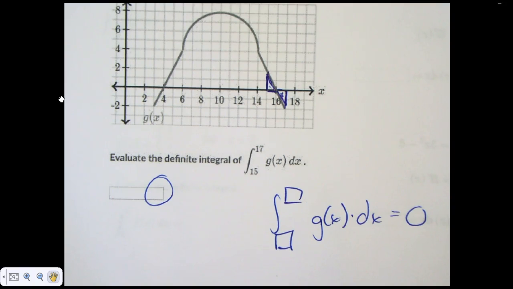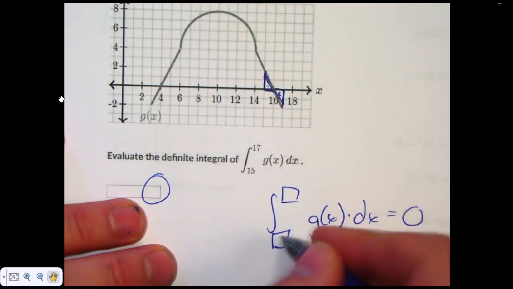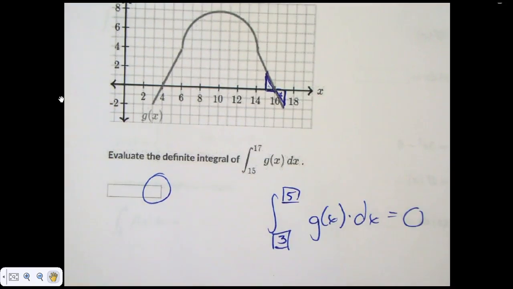What do you got? 3 to 5, or 5 to 3, right? I mean, you could flip it either way if you want. It's opposite of 0, which is still 0. Okay? Alright.